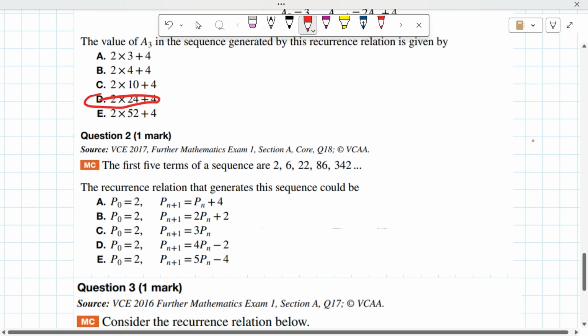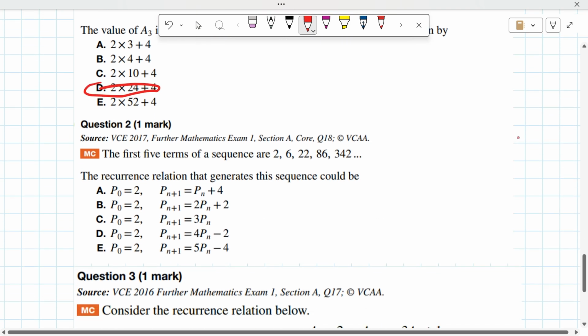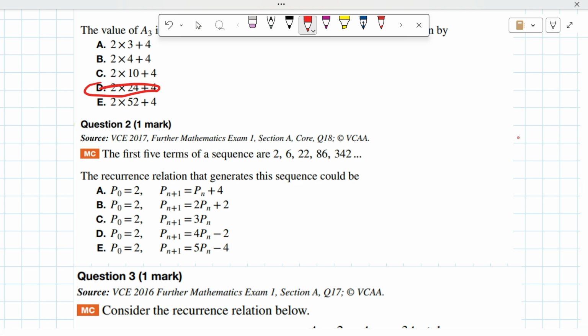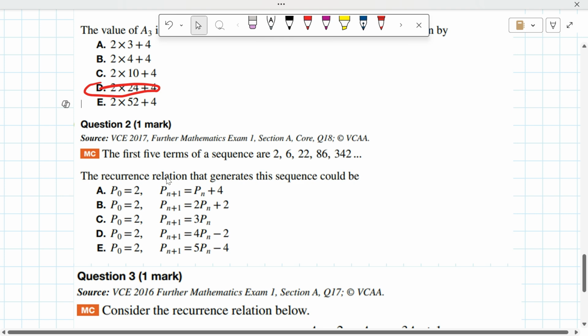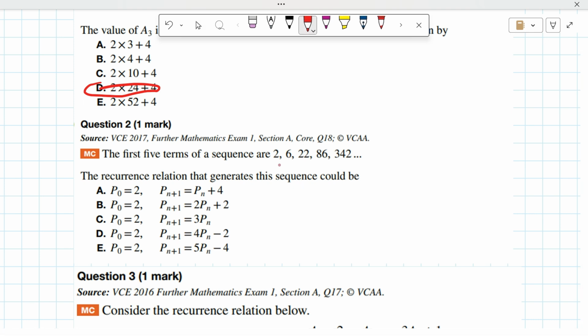And then the next one: first 5 terms, 2, 6, 22, 86, and 342. So we're going to find out the recurrence relation that generates the sequence. Now we're going to try to figure out the difference between 2 to 6 and 22 and 86. We could just do the elimination. So we try to figure out the difference between the first one. We can say the first term is always 2, so A, B, C, D, E will be right.